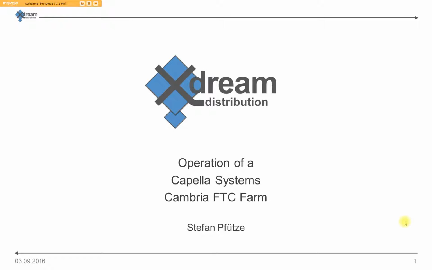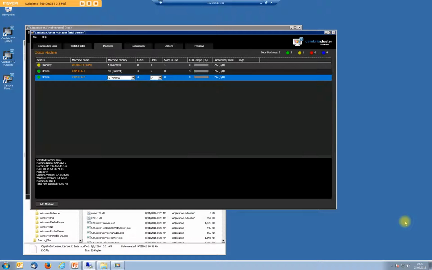Within our earlier webinars, we've learned how to install a Cambria FTC cluster as a farm manager, and later on, Cambria FTC as a farm node. We've also seen how to connect the farm node to the farm manager. Now the next question is, how do we make use out of that farm? How to configure, for example, watch folders, how to start jobs.